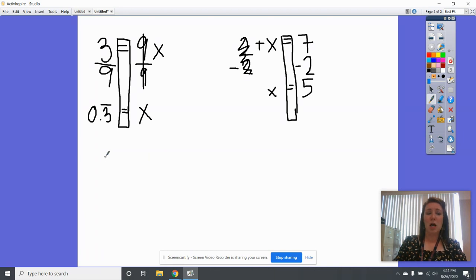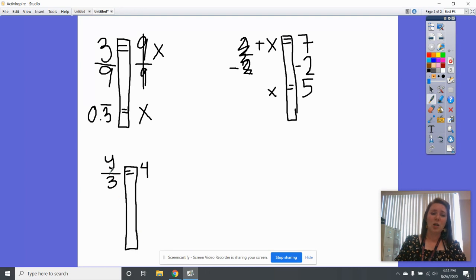How about, let's use y instead. y divided by 3 equals 4. I'm going to draw that wall. What operation is happening to the y? Well, what's happening is divided by 3. So we have to do the opposite of divided by 3. So we're going to multiply by 3 on both sides of our equal sign.